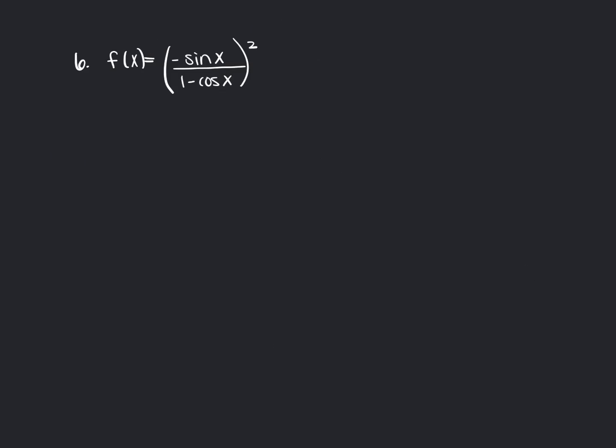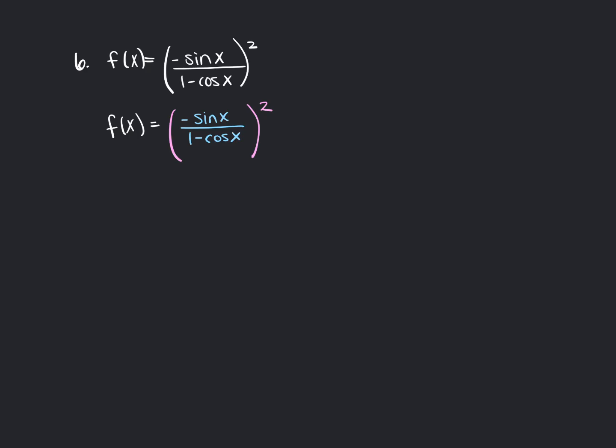Number 6, we have f of x equals negative sine x over 1 minus cosine x squared. So, of course, here we have a power rule again. Chain rule. So, for our chain rule, I'm just going to color code it here. Something squared is our outside function, and negative sine x over 1 minus cosine x is our inside function. And our inside function happens to be a quotient rule.